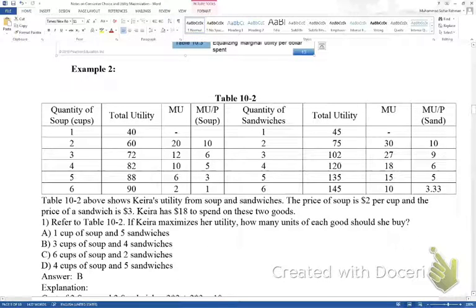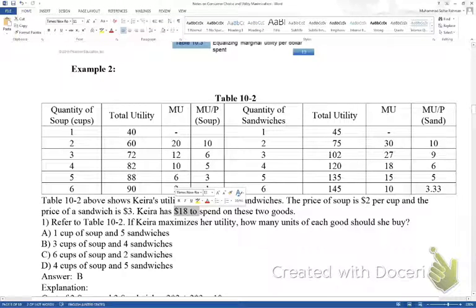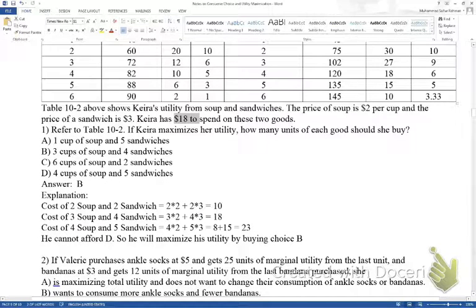So in this particular question, the question says that your income is $18. So if $18 is how much income you have, let's just calculate the cost of the first bundle, which is the cost of 2 soups and 2 sandwiches. And if you do the calculation as it is shown, your total expenditure is $10. The cost of the second bundle, 3 units of soup and 4 units of sandwiches, is 18. And the cost of the third bundle, 5 units of soup and 5 units of sandwich, is 23.